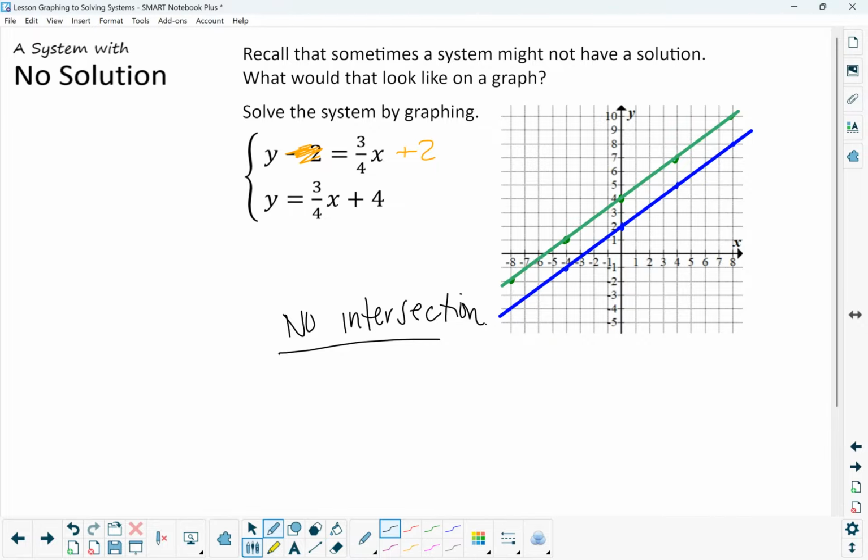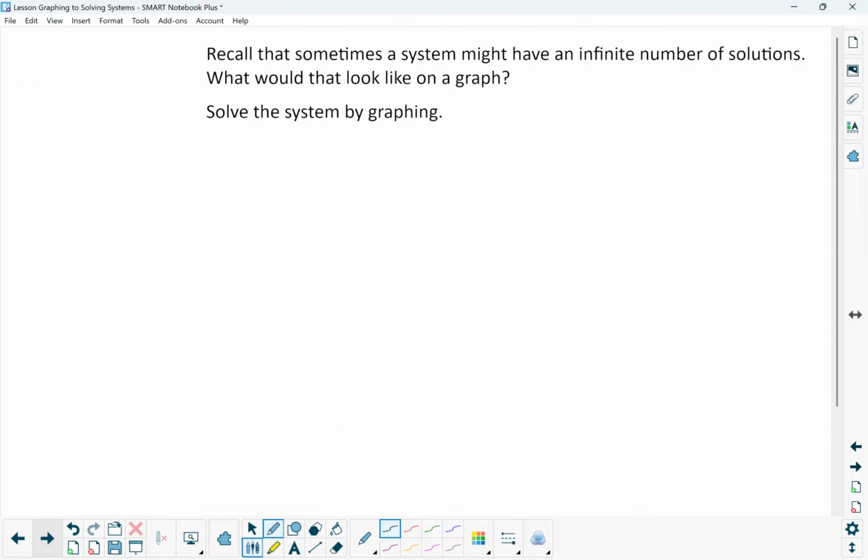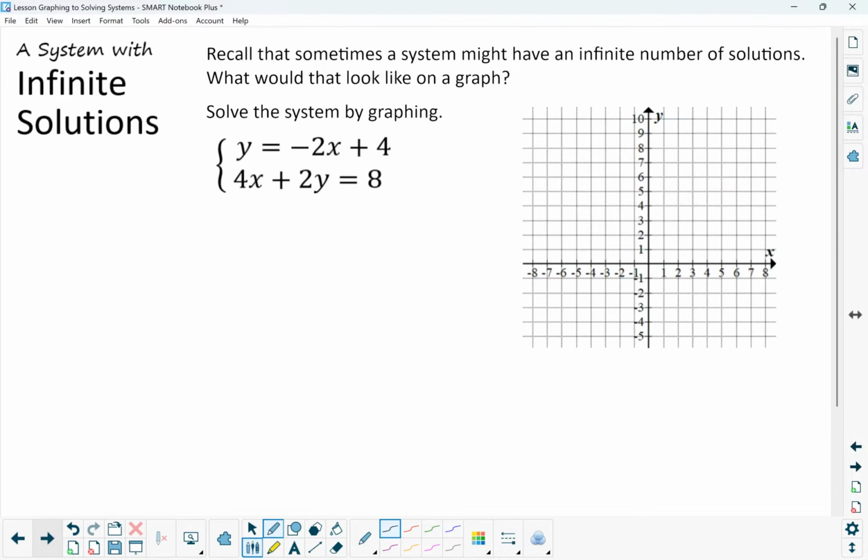And what does no intersection mean? It means that this system has no solution. Okay, here is a system with infinite solutions. So let's graph it and see what it looks like when a system has infinite solutions. Our first equation is y equals negative 2x plus 4. So we start at 4 for the y-intercept, and we're doing a negative 2 slope.